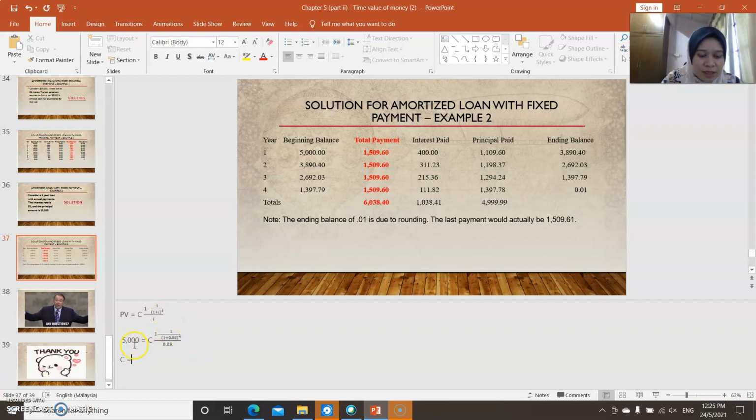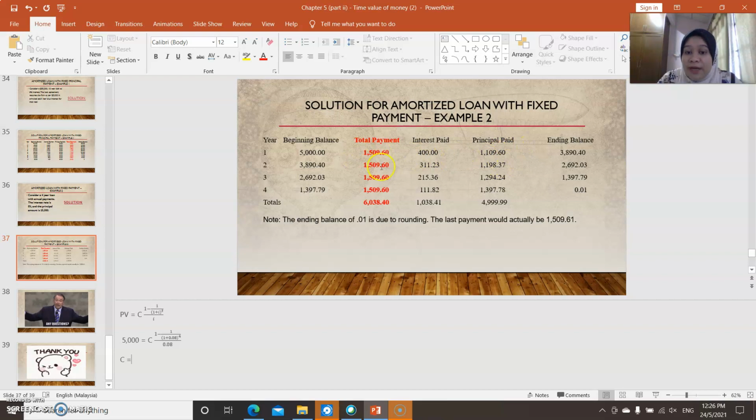Bring this figure to here. This one is times, so it will be divide. 5,000, you divide by that figure, you will get 1509.6. So that's how you get this figure, 1509.6. Because this is fixed, this is the C. So it will be easier for you than finding the principal paid directly, because we can find the principal paid by taking total payment minus the interest paid. You will get how much the principal paid is.